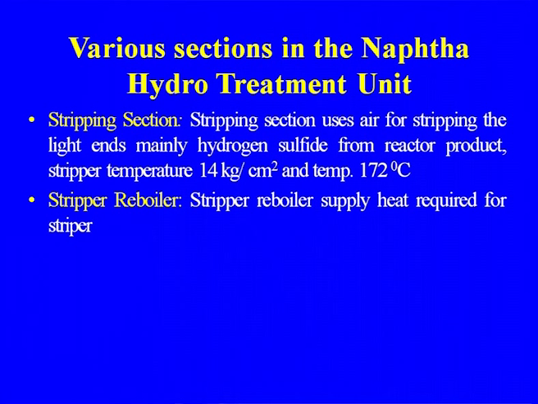Stripping section. The stripping section uses air for stripping the light ends, mainly hydrogen sulfide, from the reactor product, and then the hydrogen sulfide goes for further removal from the gas stream, and then it goes to the Merox unit and other sections. The stripper temperature and pressure are maintained, and the stripper reboiler supplies the heat required for the stripper.